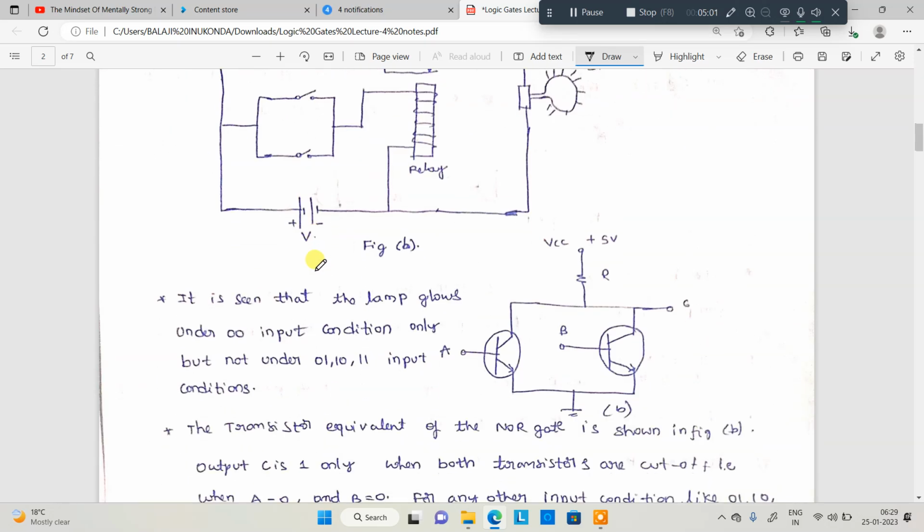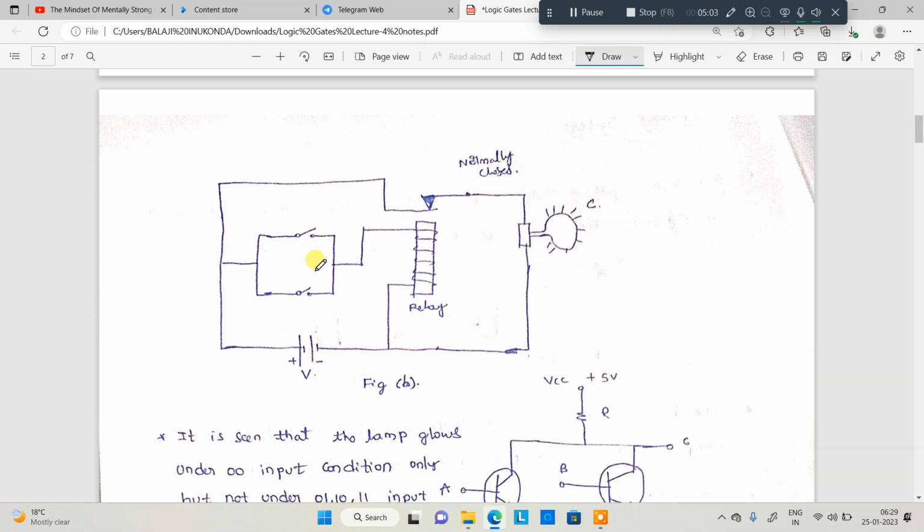Clear? So this is a relay about the NOR gate. How exactly it is working, see. This relay is connected to the battery, everything. For example, both are 0, open circuited. So the circuit is normally closed and then the light will glow.